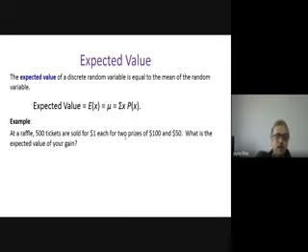Say in an example, at a raffle, 500 tickets are sold at $1, and there are 2 prizes. One is $100 and the other is $50. What is the expected value of your gain? So first we have to make a probability distribution. Then we'll see.